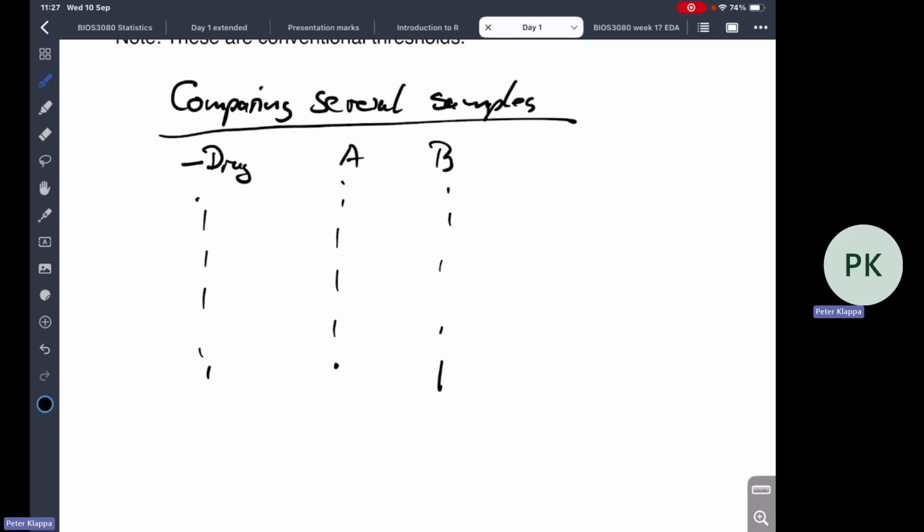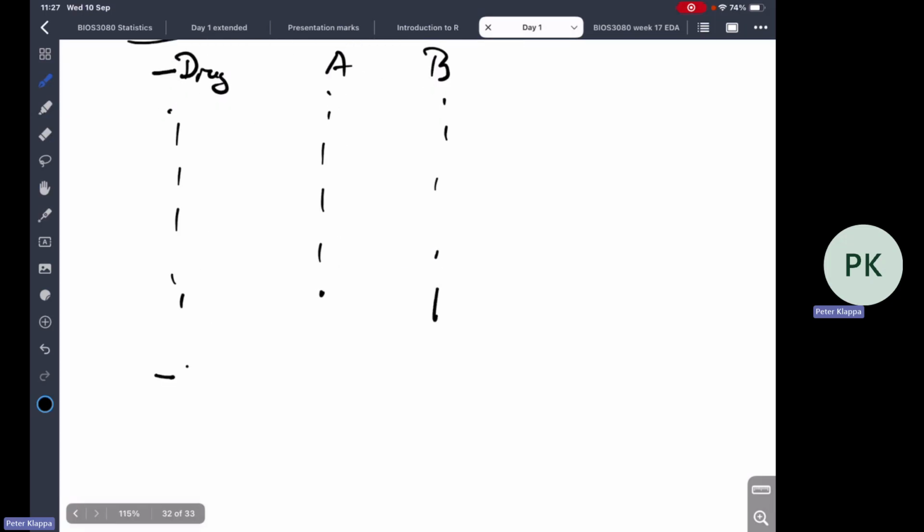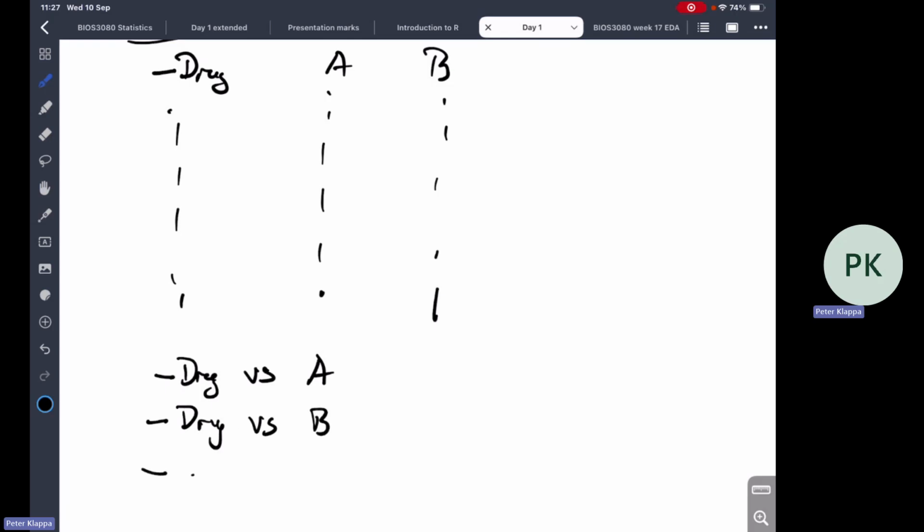Because in the first place, we just want to know, is there a difference between the drugs? Yeah. So we would do minus drug versus A, minus drug versus B, sorry, that's not minus drug. What would be the last one? That would be A versus B.